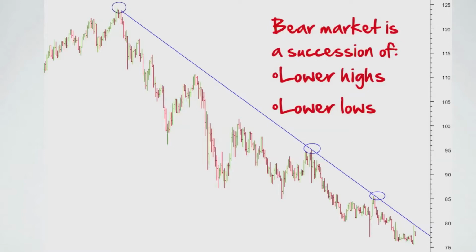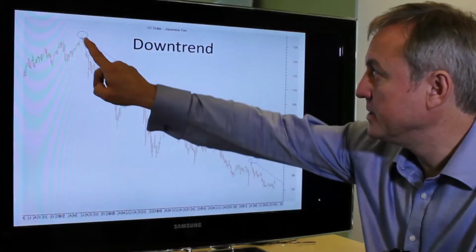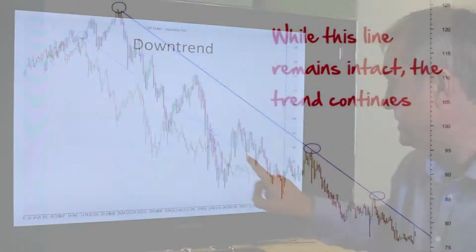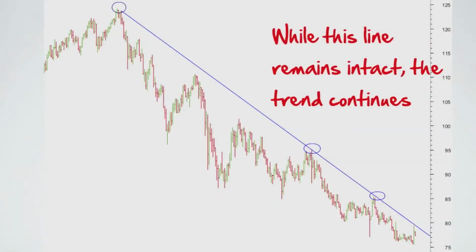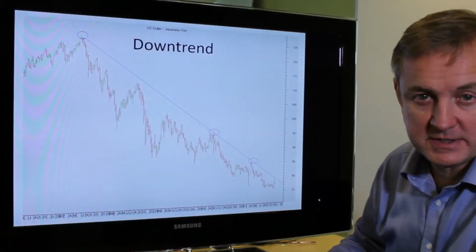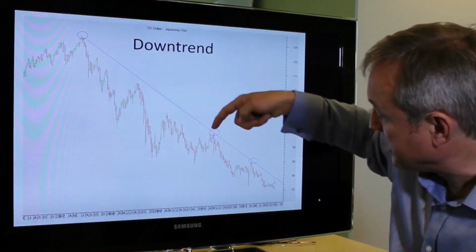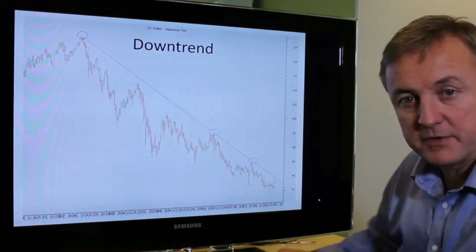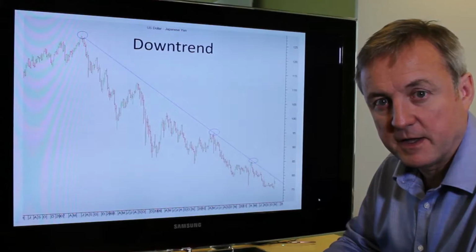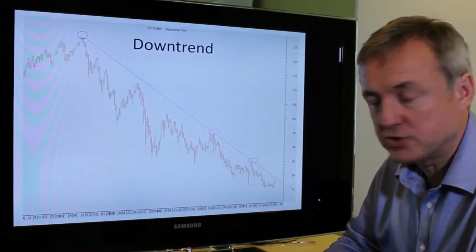How does the technician define the trend? He draws a line between the highs, a succession of lower highs, and while this line remains intact, he calls that the trend line resistance, the bear trend resistance. While it remains intact, the trend is intact. The more points that are touched by the highs, the more impressive and more well structured the bear trend is.